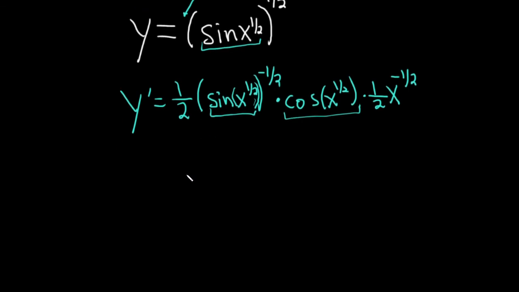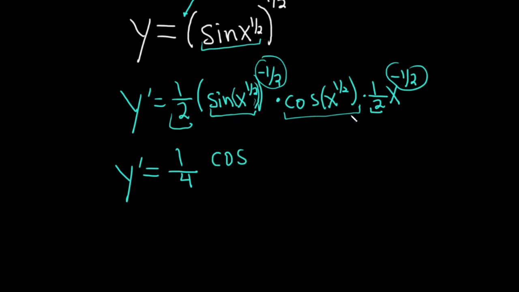Let's go ahead and clean it up. Let's put the 1/2s out front. So 1/2 times 1/2 is 1/4. So we have y prime equals 1/4, and then I'm going to go ahead and bring these downstairs because I'll make these positive. So watch this. I'm going to leave the cosine like this upstairs. So cosine, and let's write it as the square root of x.